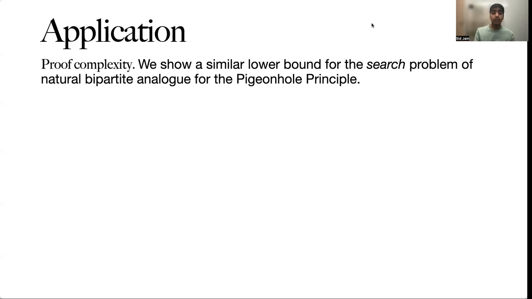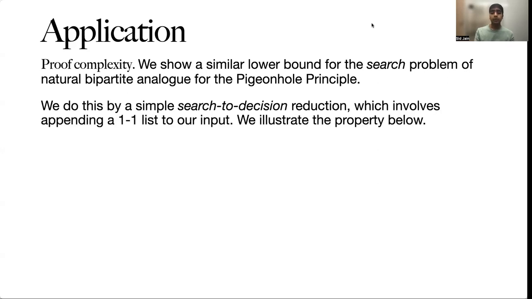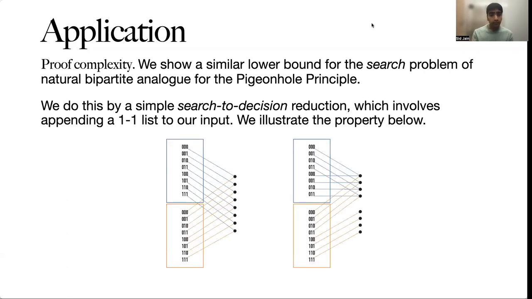And here what I mean by the search problem corresponding to the pigeonhole principle is that I give you a list which is guaranteed to have collisions, just find one. So how do we do this? We do this by a simple search to decision reduction, which just involves appending a one-to-one list to the input for collision. So let's see what happens when we do that. On the left here, I have the input to collision, which is one-to-one in blue, and the appended list below in orange. And on the right, I have the same construction except the input to collision is 2-to-1.